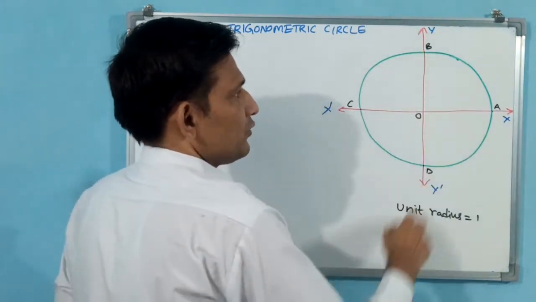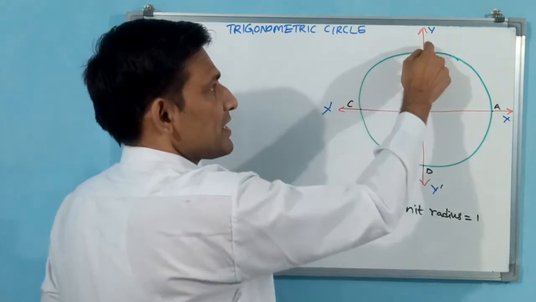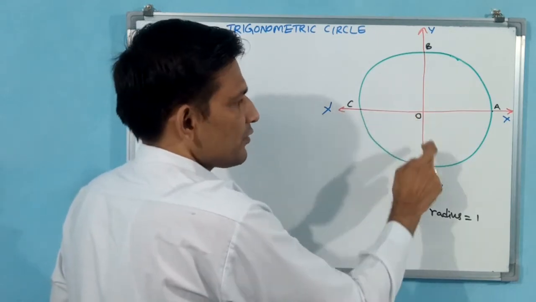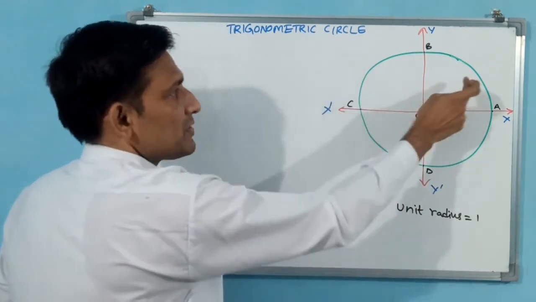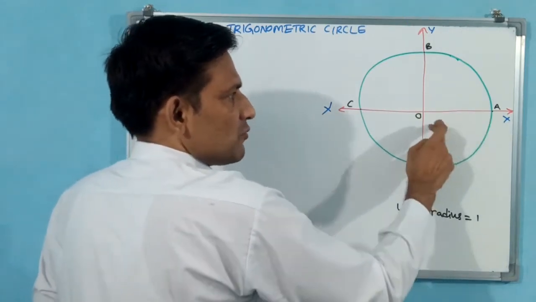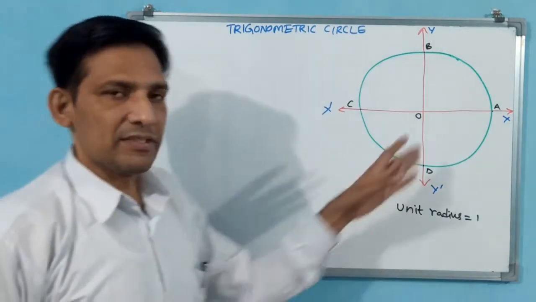X-axis you know, y-axis you know. This coordinate is positive, positive. This coordinate is y is positive but x is negative. This coordinate is x is negative, y is negative. That means here all positive, here all negative. Here x is positive but y is negative. Like that. You know very well, this is a graph.